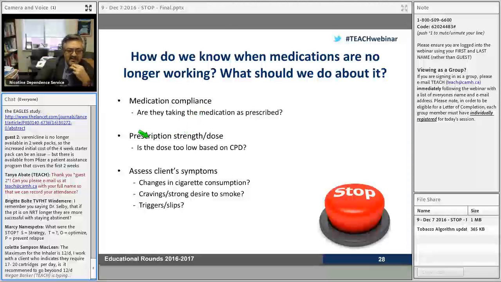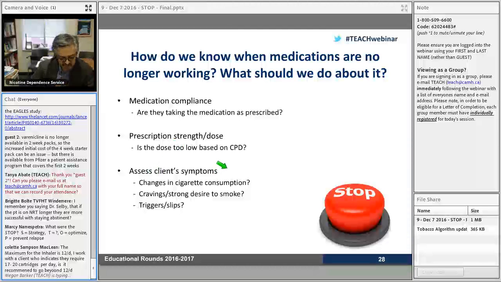The second thing is, are we giving them enough of the medication? Are they taking enough? Especially when it comes to nicotine replacement, this is not so true with Bupropion or Varenicline. Is the dose too low based on the number of cigarettes per day? So it's just what we are giving them, is it too low, and therefore we titrate up, as I mentioned before.